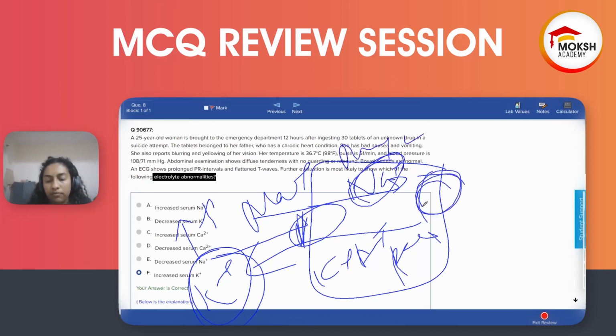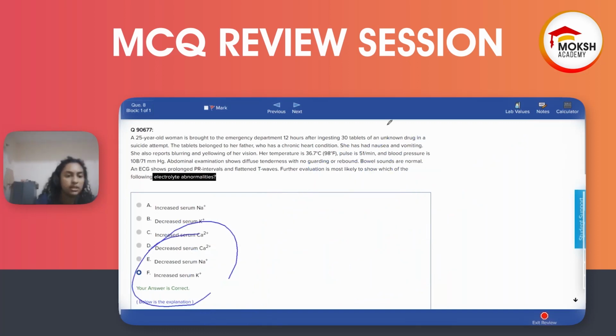So sodium will remain in the myocardial cell. When sodium remains in the cell, sodium is going out and calcium is coming in through the exchanger. So increased calcium causes an increased cardiac inotropic effect. That is digoxin for you. So the answer is increased serum potassium.